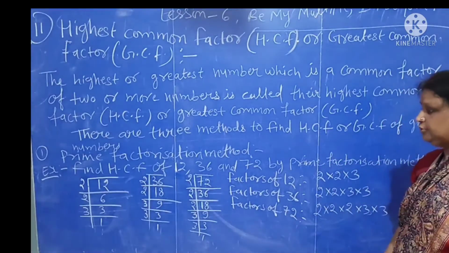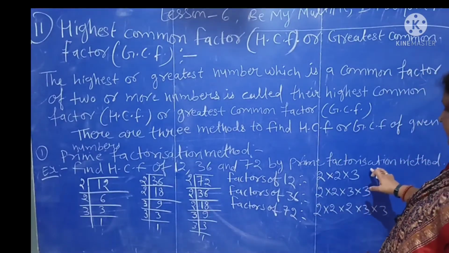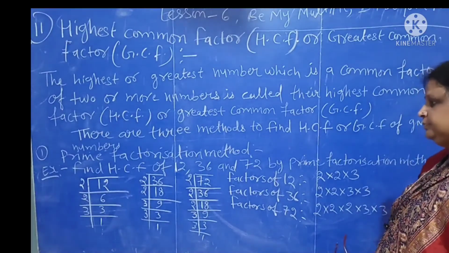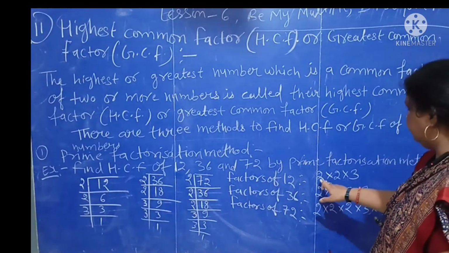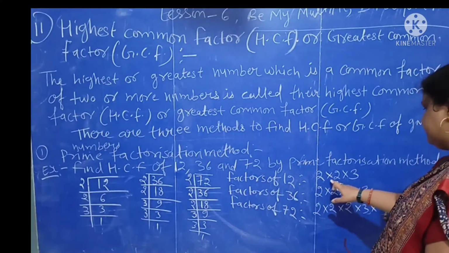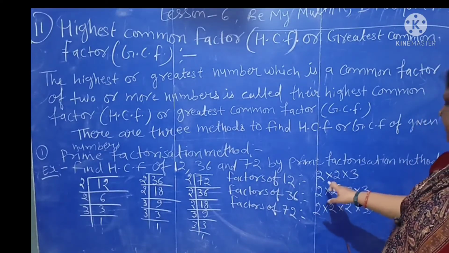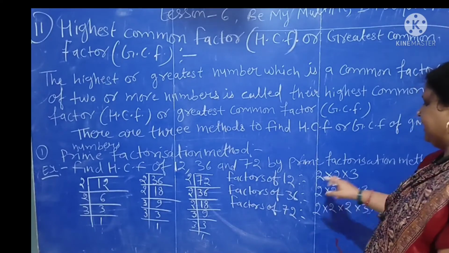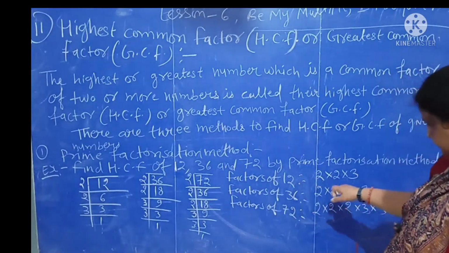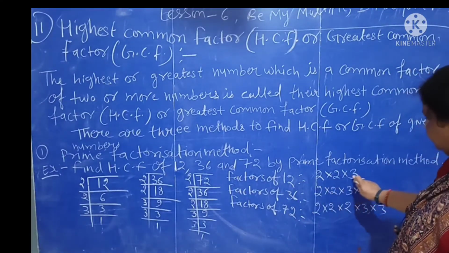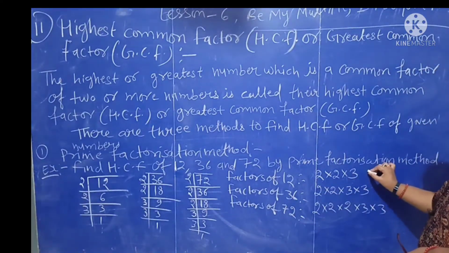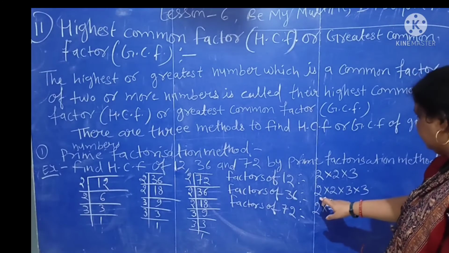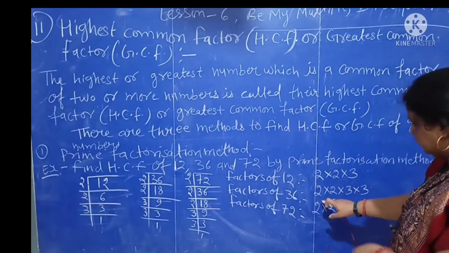If you want to check whether the factors are correct or incorrect, you can check. When we multiply these factors, we get 12. So let's check. 2 2s are 4, 4 3s are 12. It means these factors are correct. So now check this factor. These factors, 2 2s are 4.